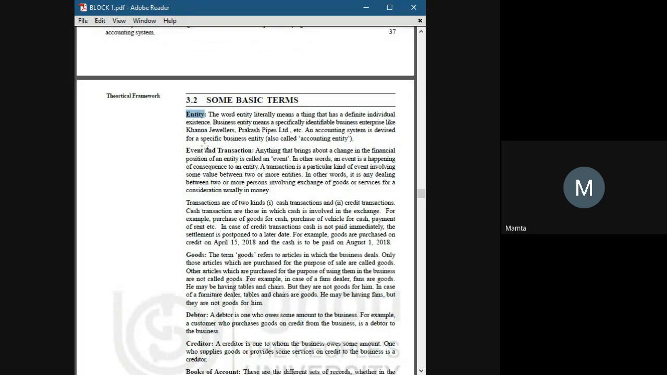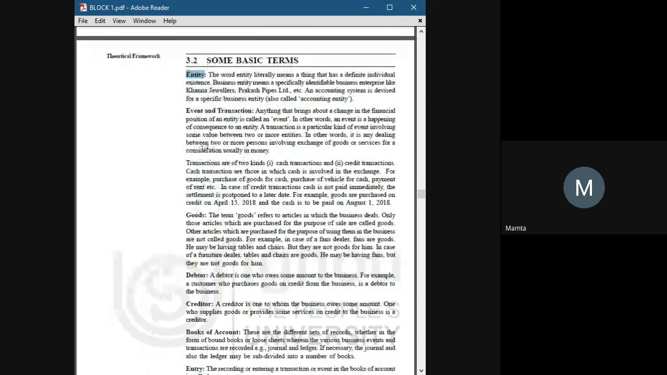Events and transactions. Transactions are of two types: cash transactions and credit transactions. I need to explain this in brief, in detail. I already discussed what a cash transaction is and what a credit transaction is.